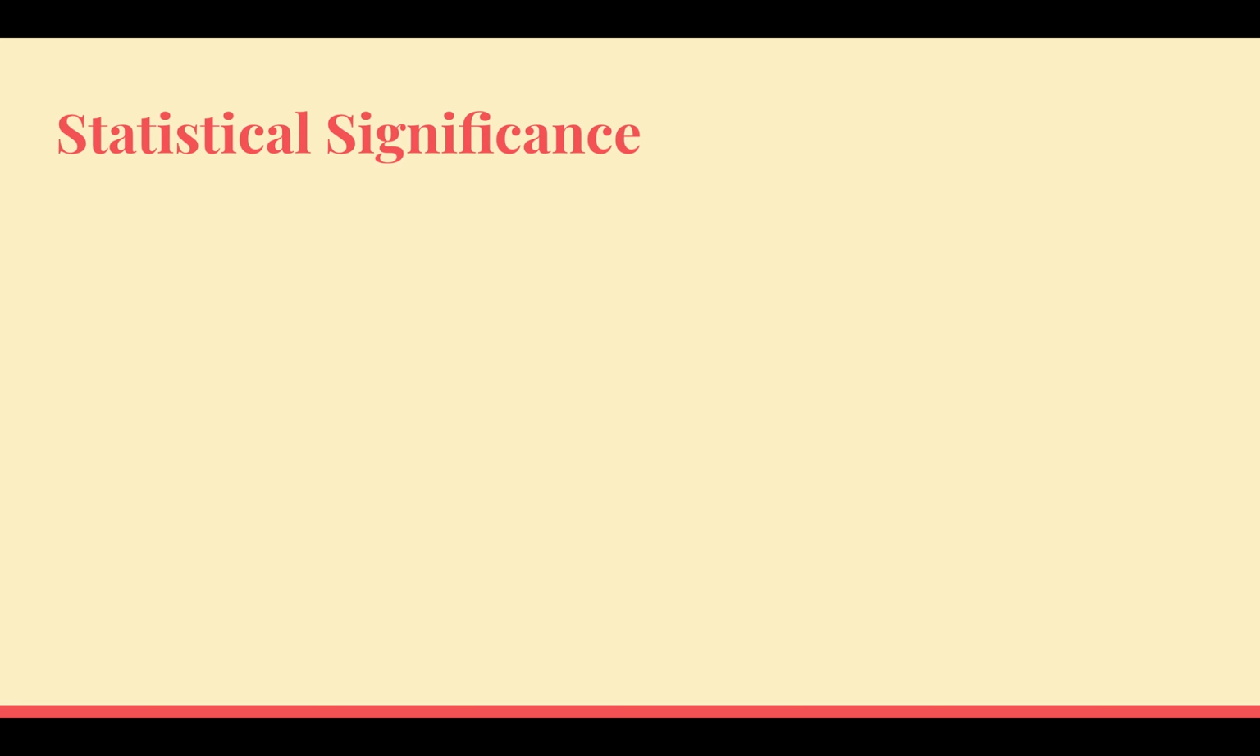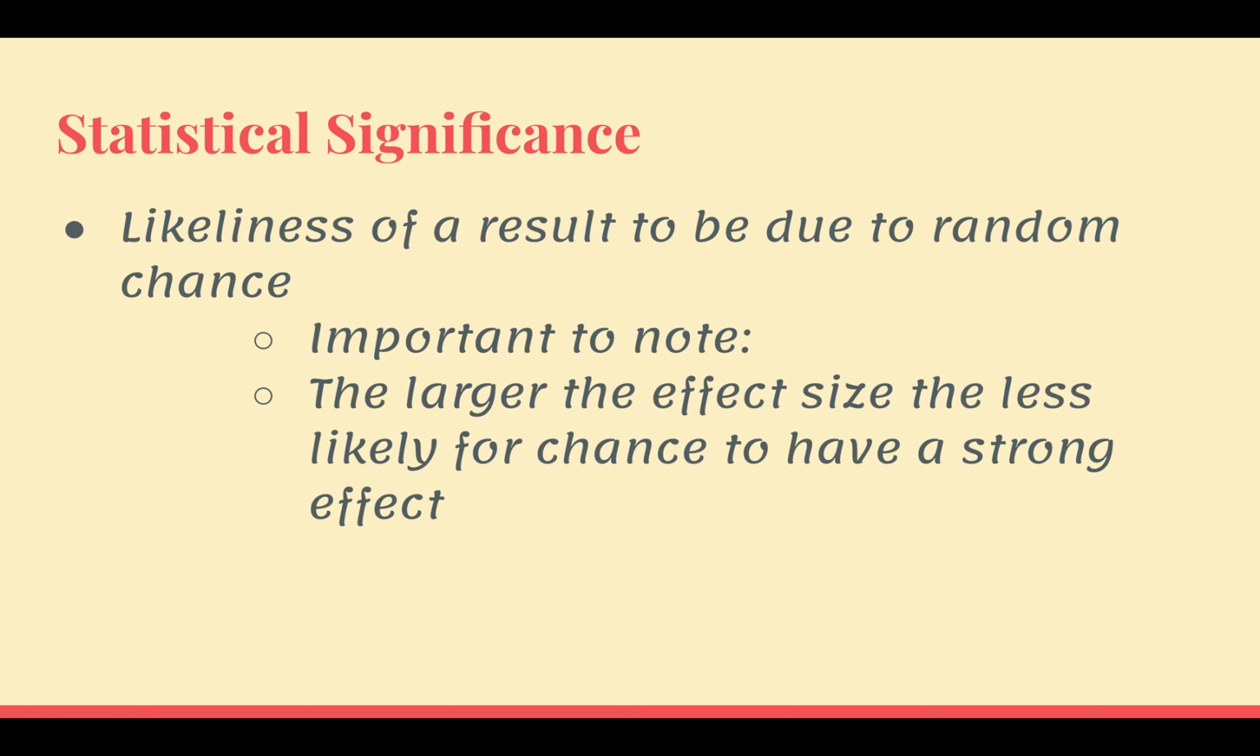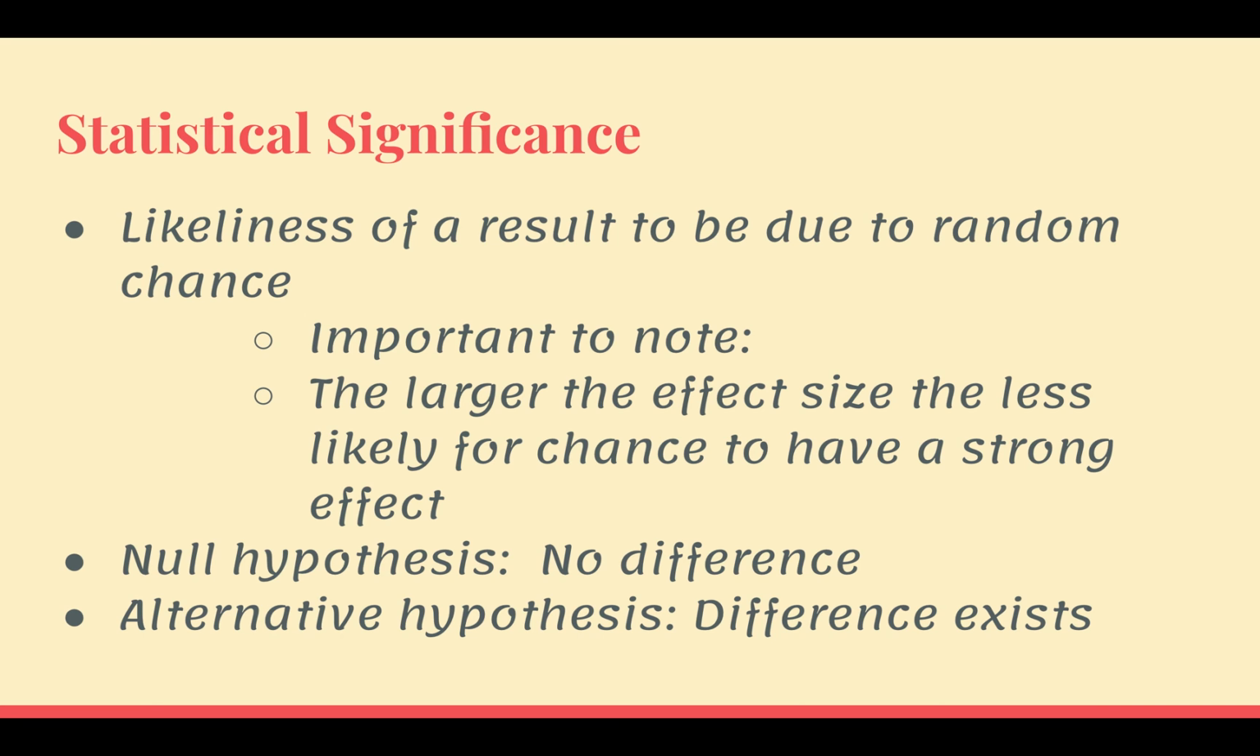Statistical significance is the likeliness of a result to be due to random chance. It is important to note that the larger the effect size, the less likely for chance to have a strong effect, meaning larger samples are less likely to be biased by outliers. In terms of statistical significance testing hypotheses, one must know the difference between a null hypothesis and alternative hypothesis. Null hypothesis alludes to no difference existing between conditions. Alternative hypothesis alludes to a difference existing between conditions.